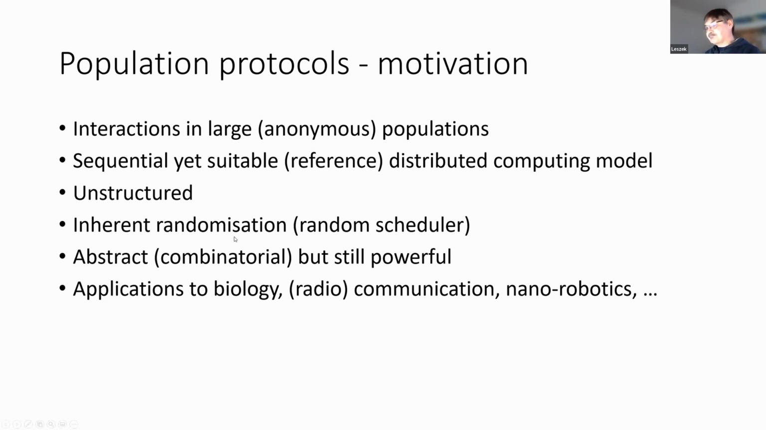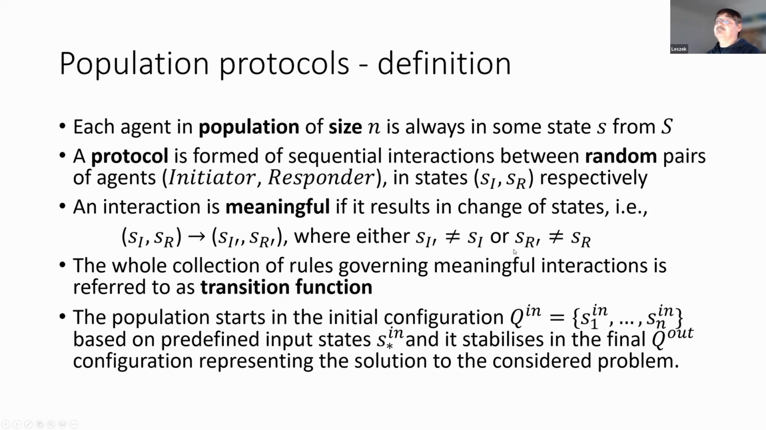And you have some inherent randomization. Basically we consider the model with the random scheduler. And even if it's just a purely mathematical model, very abstract, it's still powerful enough to solve some non-trivial problems. We also see a lot of avenues where this model and results in this model can be applied in related fields like biology, communication, nanorobotics, you name it.